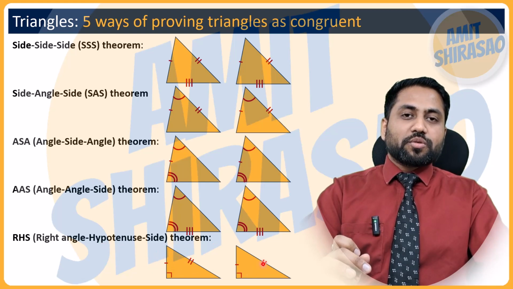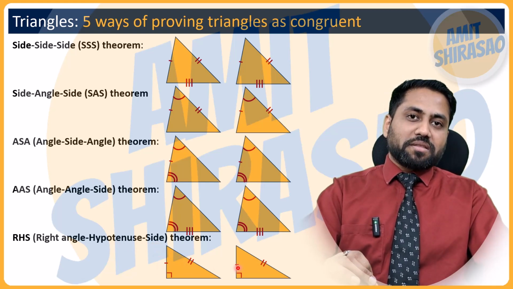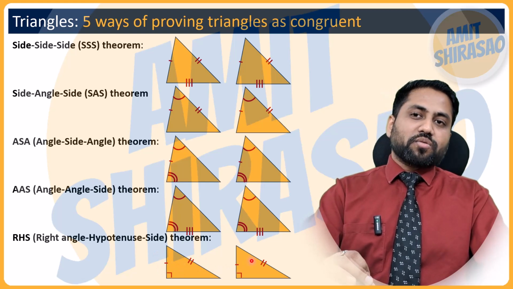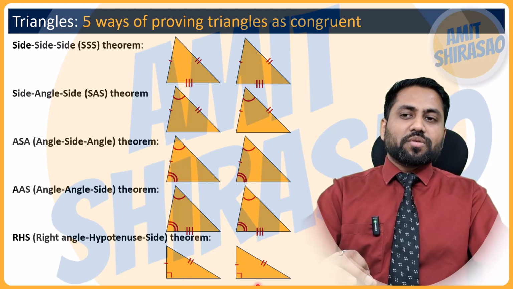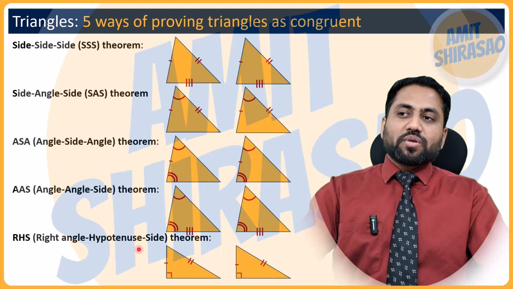Then both the hypotenuse should be of equal length, and one of the sides should be of equal length, then these triangles are congruent. Obviously this side will also be equal to this side, this angle will be equal to this angle, and this angle will be equal to this angle, because these are congruent triangles. This theorem is also called the RHS theorem.